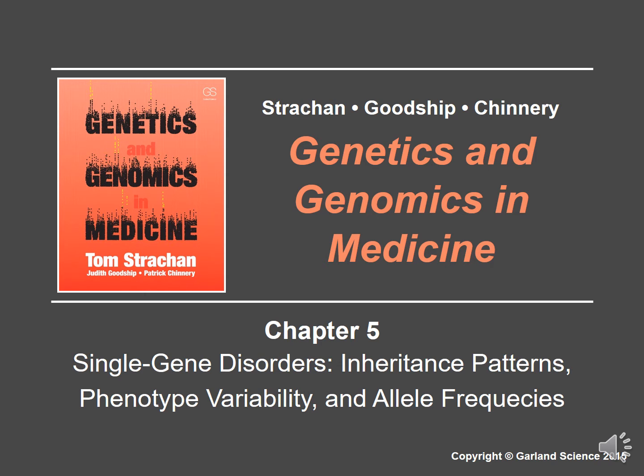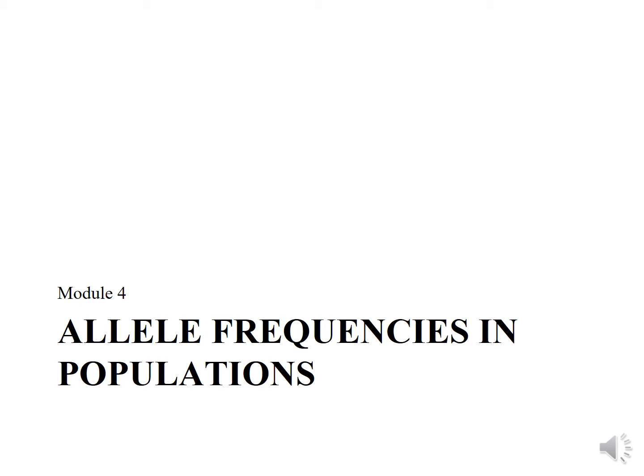Genetics and Genomics in Medicine, Chapter 5, Single Gene Disorders, Inheritance Patterns, Phenotype Variability, and Allele Frequencies. 4. Allele Frequencies in Populations.